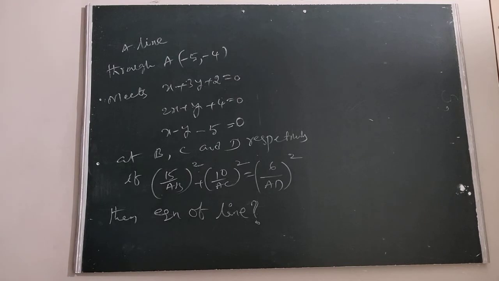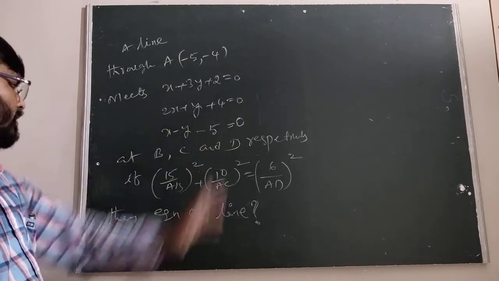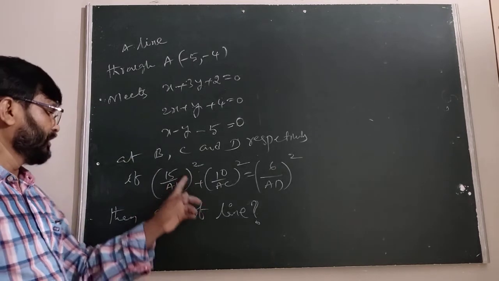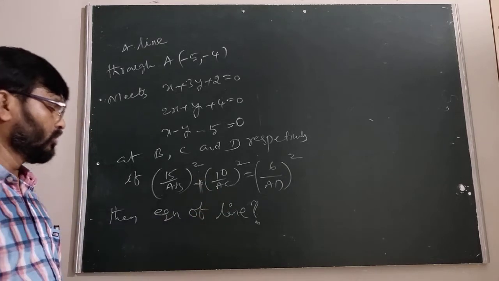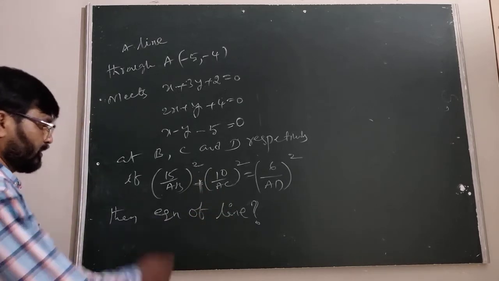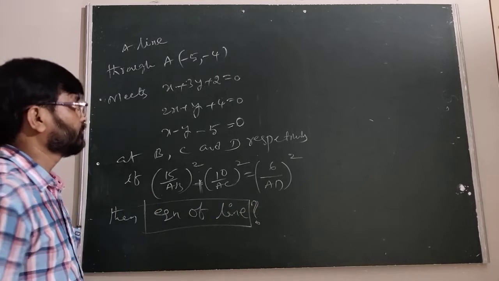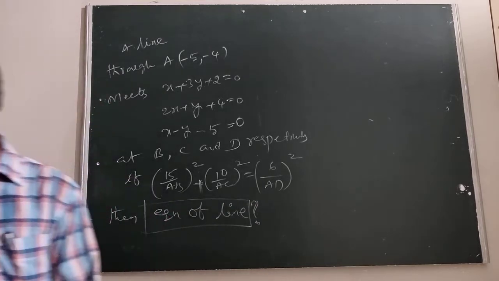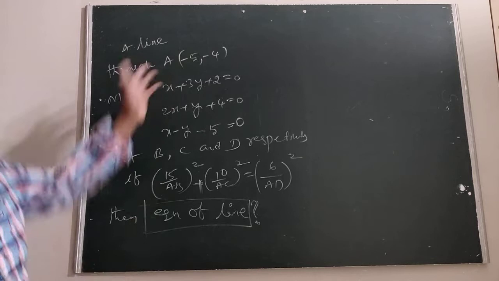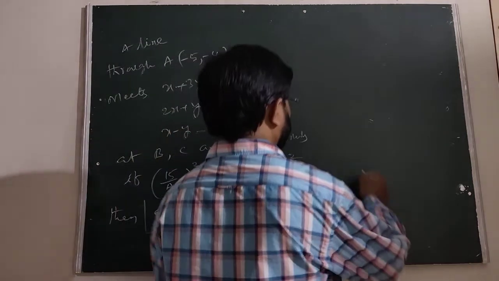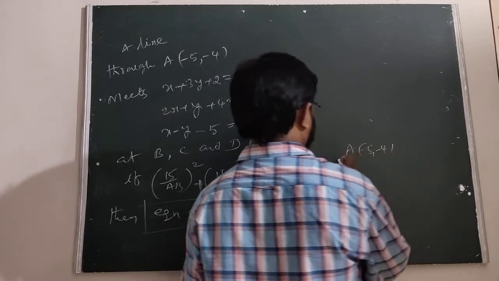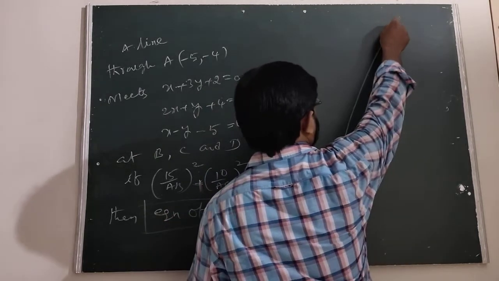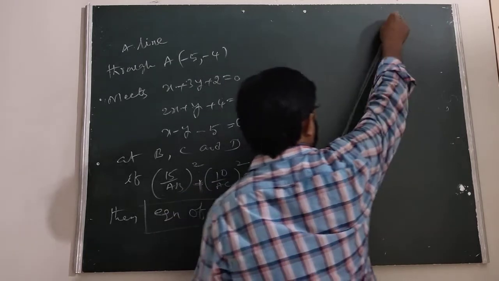A line through the point (minus 5, minus 4) meets three lines at B, C, D respectively. Then 15 by AB whole square plus 10 by AC whole square equals 6 by AD whole square. Then we have to find the equation of the line. Here, we are taking the point A as (minus 5, minus 4). This is our required line.